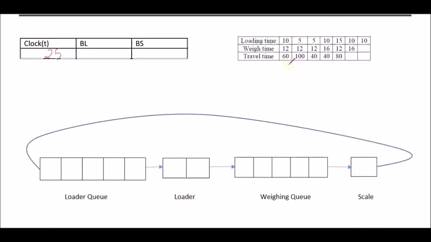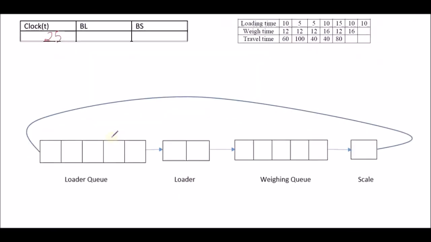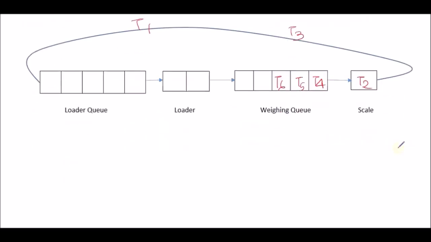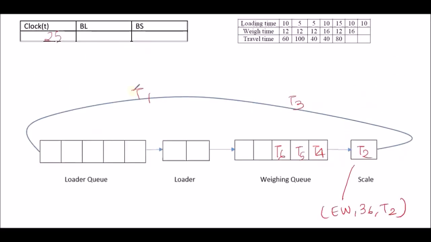So let's draw that. So at clock instance 25, scale remains the same. T2, T3 somewhere here. T1 is here. Nothing is there in the loader because it's left it. T4, T5, and T6. So let's write down the future event list. So what do we know? This we know. End of weighing 36 T2 and nothing here. And obviously we again know T1. So that I'll just write it down.